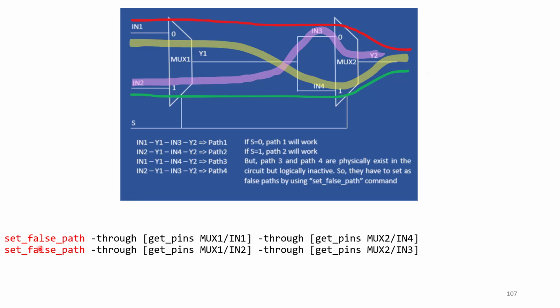It should be declared by using the command set false path hyphen through get pins. Here mux1 is the instance name and input 1 is the pin name, that is for 0. Next, hyphen through mux2 input 4. Next, coming to this pink colored one: set false path hyphen through get pins mux1 input 2, and hyphen through mux2 input 3. Remember, these are pins, so that's why I'm writing get pins. So this is one of the examples. Depending upon these situations, you have to write false paths in your Synopsys Design Constraints file.